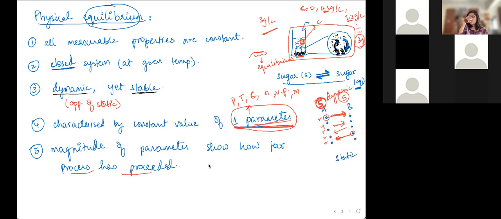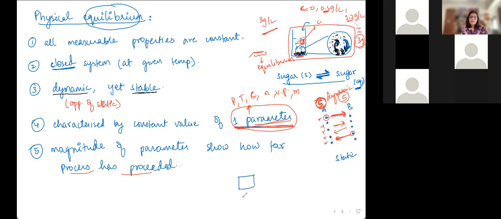So basically, it tells a number, like for example, heat. So it went from like 5 degrees to 10 degrees. Is that just that change you're talking about? Yeah. So another example, thermal equilibrium ke example lete hain.